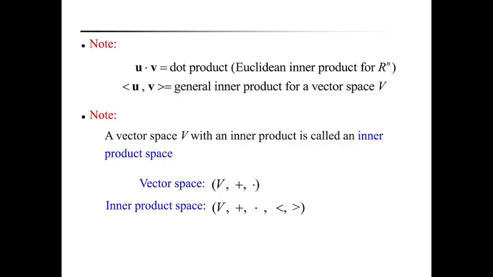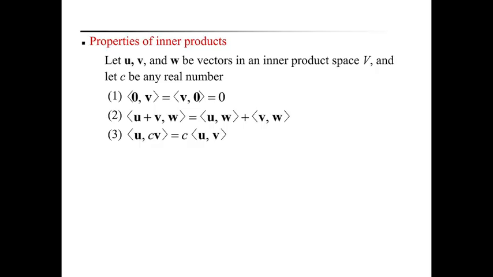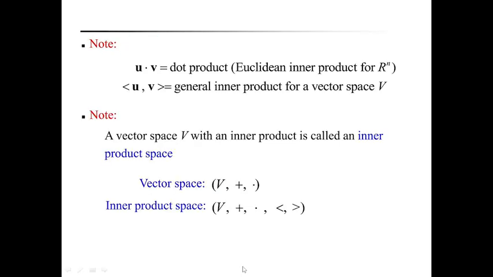Here we denote u dot v, which represents the dot product. Inner product u comma v is the general inner product. It is a notation. Here we denote a vector space as within brackets V comma plus comma dot. This is a notation. We denote an inner product space as V comma plus comma dot comma with the notation for inner product.